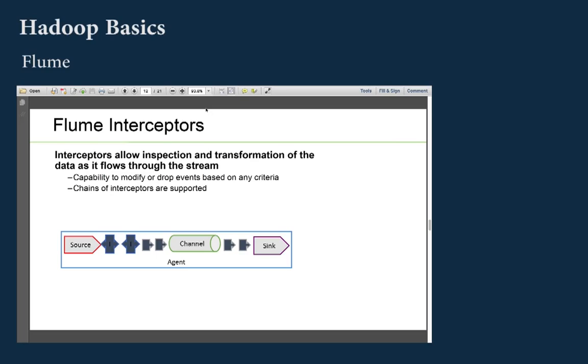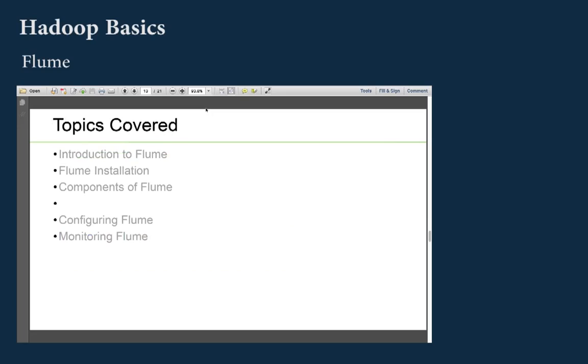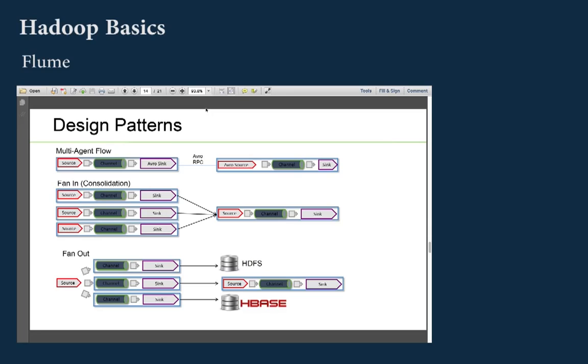Now, while your data is passing through the whole thing, or events are being transferred, what if you want to intercept certain events and perform an operation? You can do that by writing interceptors. Interceptors allow inspection and transformation of the data as it flows through a system. They are capable of modifying or dropping events based on any criteria. So let's say I don't want tweets on a certain topic, I can ignore them in the interceptors. Or if I want to encrypt or compress data, I can do all of that.